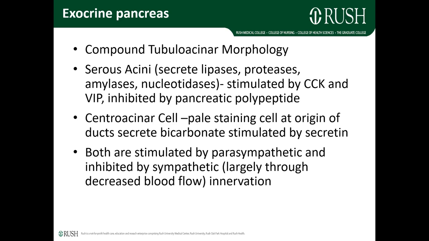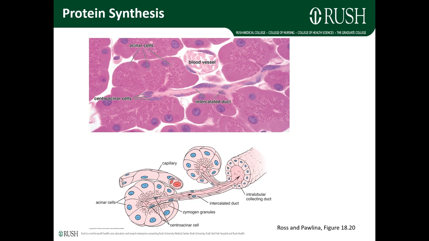Acini and centroacinar cells are stimulated by the parasympathetic nervous system and inhibited by the sympathetic nervous system. This is an excellent example of acinar structure, together with centroacinar cells. Note the zymogen granules within the acinar cells that contain the synthetic material for export by the intercalated duct. Also note the peripherally located nuclei here and in the picture up here.